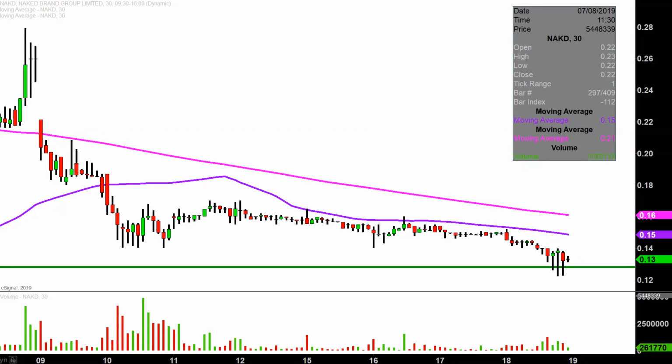But with any sort of bounce to the upside, first key level to keep an eye on is going to be that purple line right there, the 50-period moving average. And then if the price can get up through there, then you'll want to turn your attention to the 200-period moving average, that pink line right there. So keep an eye on those levels, but definitely the key battleground is going to be that purple line.